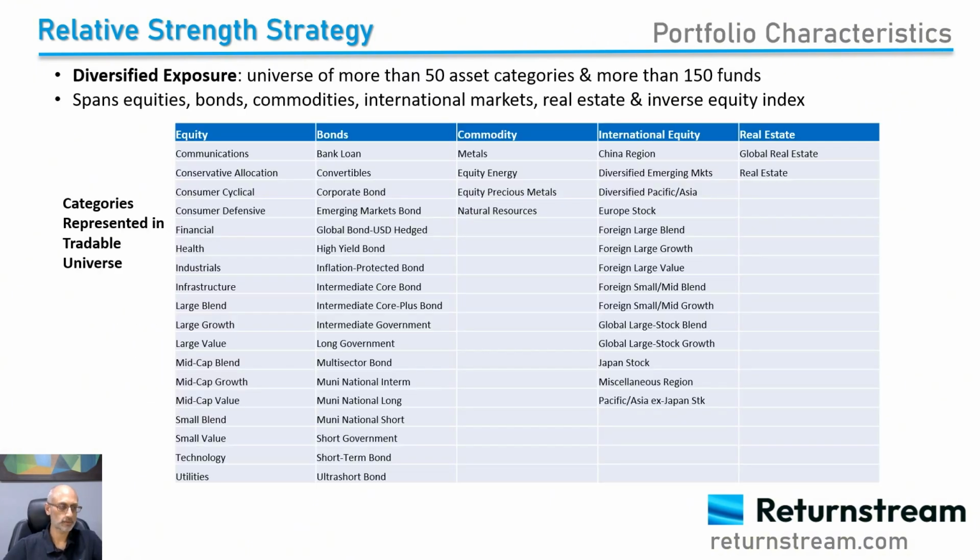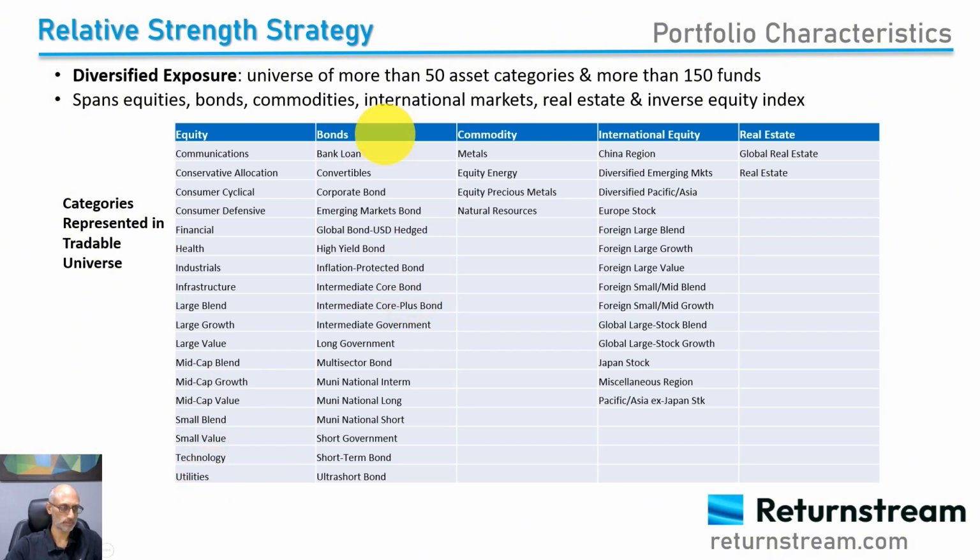Portfolio characteristics. This strategy has an extremely diverse exposure. It has a universe of more than 50 asset categories and more than 150 funds. And it spans equities, bonds, commodities, international markets, real estate, and inverse equity index. In the first column, we see we have the equity exposures. We have all the different sectors and investment styles represented here, ranging from communications to consumer cyclical to healthcare to large cap blend, mid caps, small caps, tech and utilities.